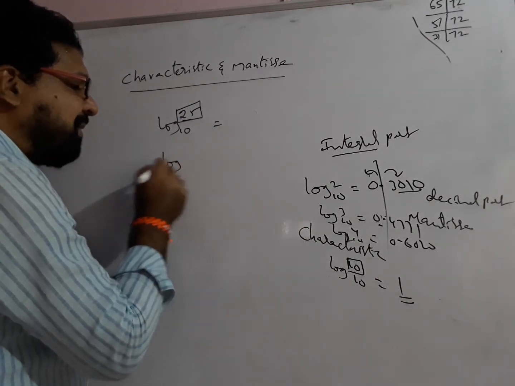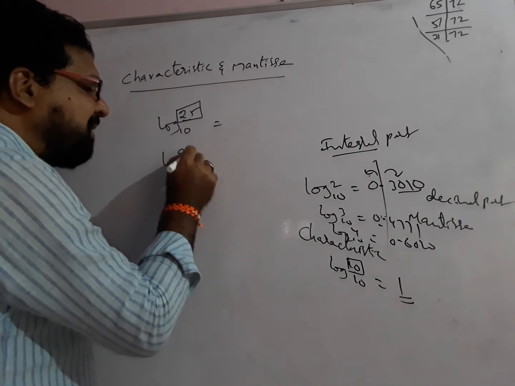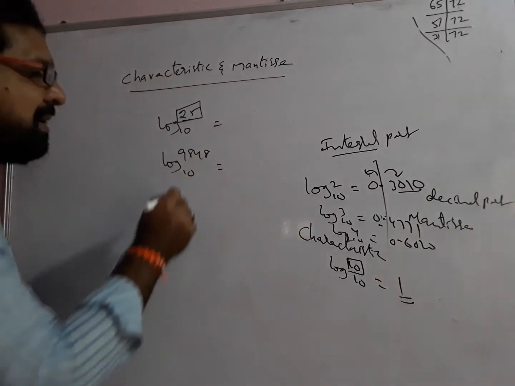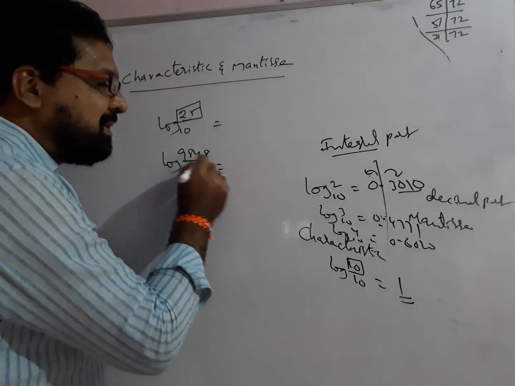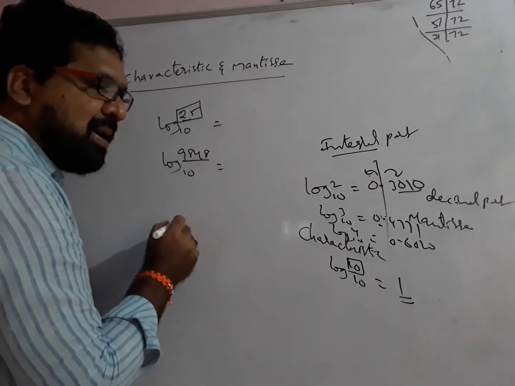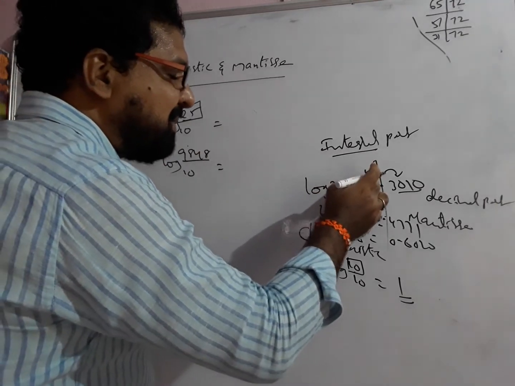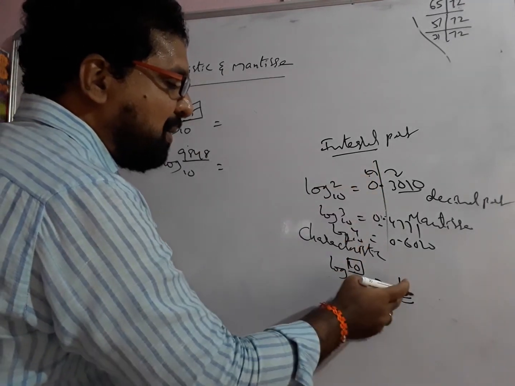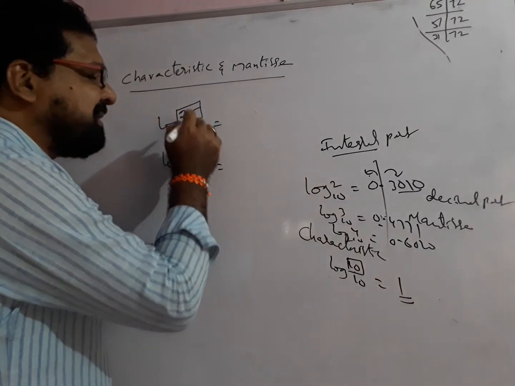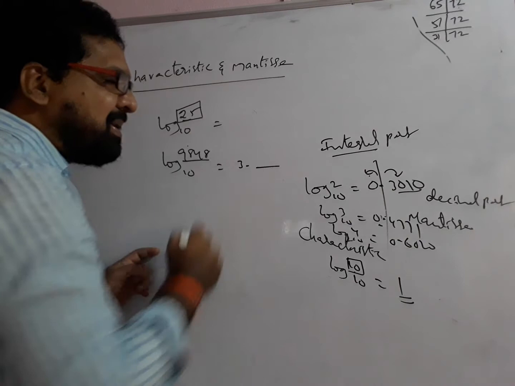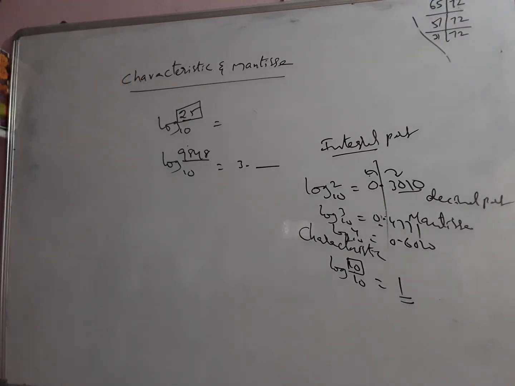Suppose the logarithm of 9848 to the base 10. Here the number of digits is 4. Its characteristic is 4 minus 1. Single digit number means 1 minus 1, which is 0. Two digits means 2 minus 1, which is 1. Three digits means 3 minus 1, which is 2. Four digits means 4 minus 1, which is 3. So 3 point something.